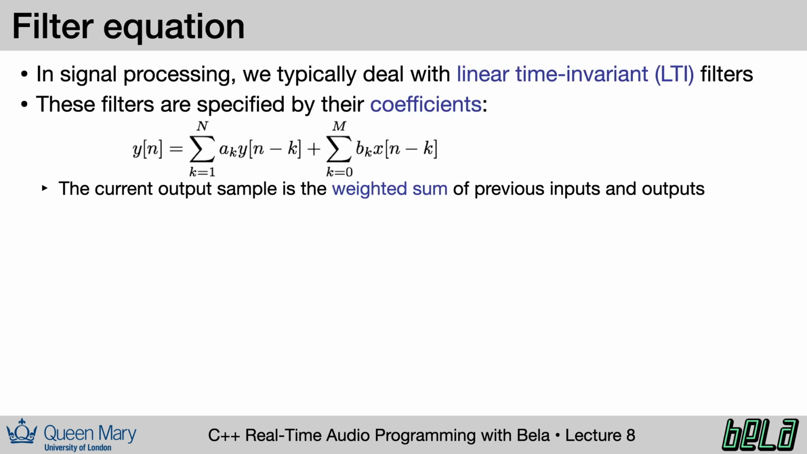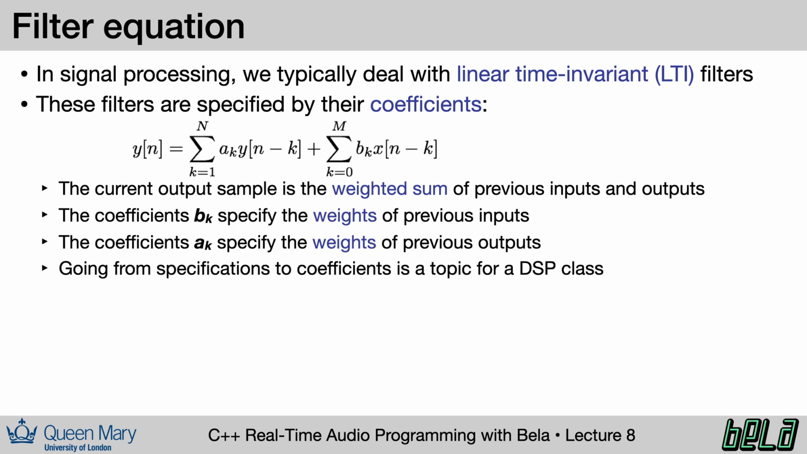Let's now look at the filter equations themselves. The typical filter equation specifies a linear time-invariant filter. Linearity and time invariance are properties of signal processing we won't talk about more here. Generally speaking, a discrete time filter can be specified by its coefficients. What this equation says is that the current output y of n is given by a weighted sum of the previous outputs y of n minus k and the previous inputs x of n minus k.